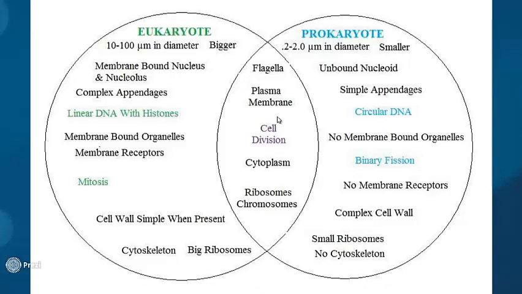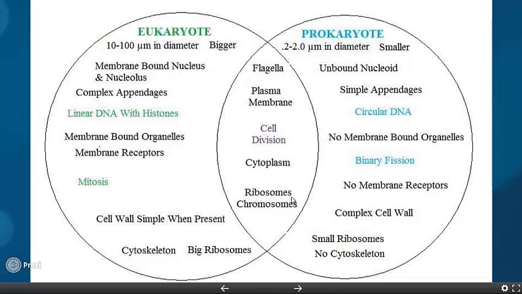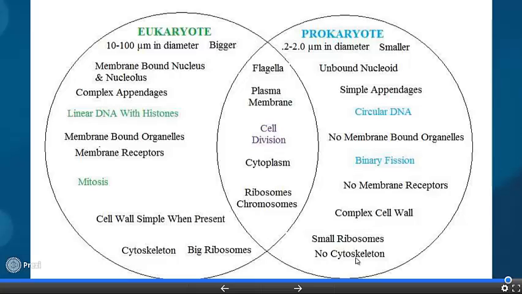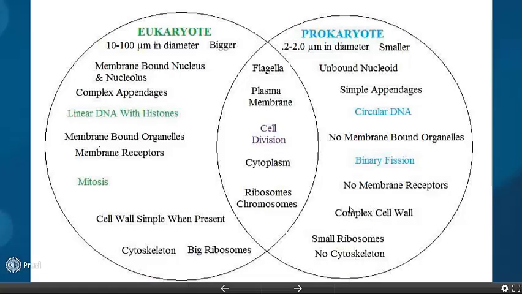Other differences are small ribosomes in the prokaryotic cell and bigger ribosomes in the eukaryotic cell, and the cytoskeleton is present in the eukaryotic cell while the prokaryotic cell has no cytoskeleton. Another important difference is the complex cell wall in prokaryotes and the simple cell wall in eukaryotic cells.